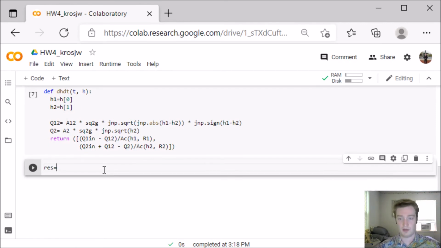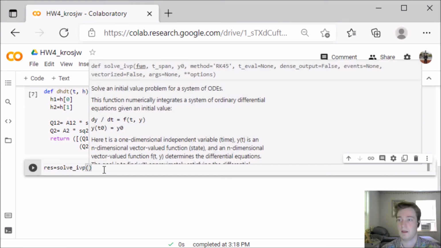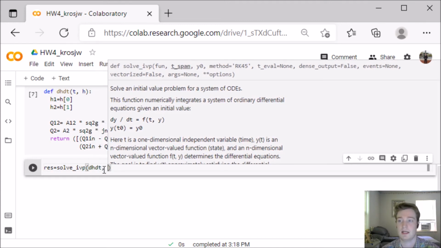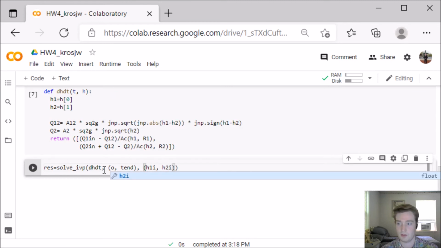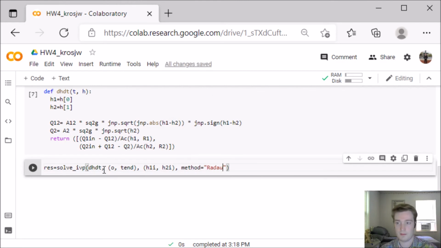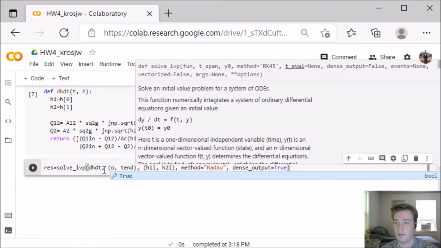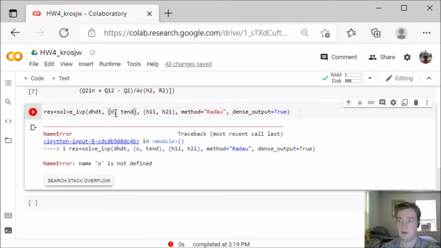So our result is going to equal solve IVP. Let's see. We need a function. We're going to call that dHdt, which we already solved for. What's next? Our t span. We go from 0 to t end. Our initials, so H1 initial and H2 initial, just like that. Our method for solving is going to equal Radau, and dense output is going to equal true, just like that. So let's see if this runs. Oh, 0 instead of O.